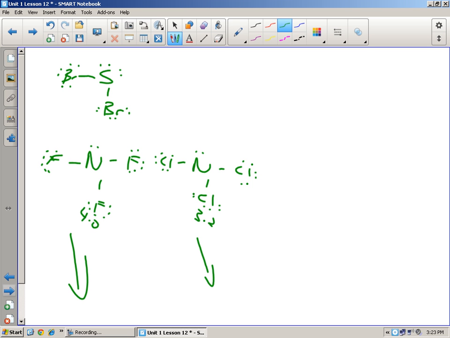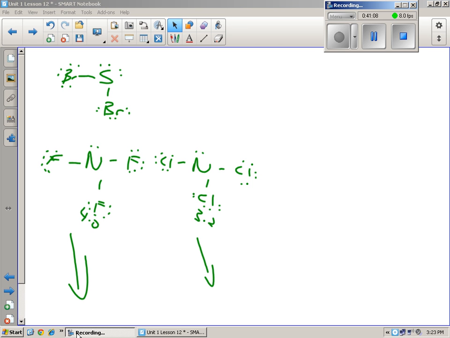Okay. So which one is going to have a more polar end to it? Which one's going to be more polar? It's going to be the NF3 one. A bigger difference in electronegativity usually leads you to a more polar molecule. Usually. Now, there's some exceptions to that, of course, but usually that's the case. All right. Okay. So I think that's it for that.